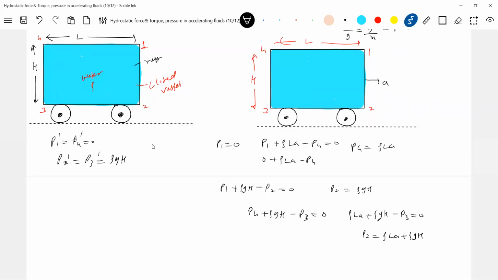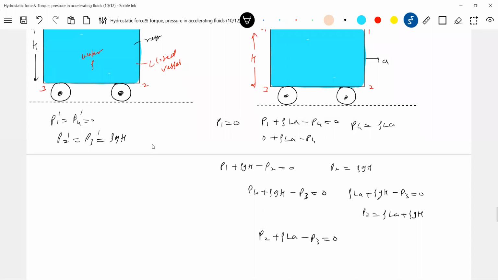This is one thing. Or I'll move like this. Let me move from the front to rear end, front side to rear side, or front end to rear end. So this should be the manometric equation: P2 plus rho L A minus P3 equal to 0. What is the value of P2? P2 is rho GH. Both are same, no?